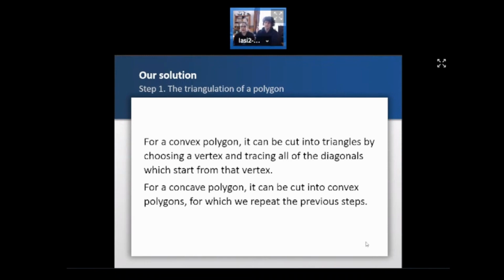So step 1 of our solution consists of the triangulation of a polygon. A convex polygon can be cut into triangles by choosing a vertex and tracing all of the diagonals which start from that vertex. A concave polygon can be cut into convex polygons, for which we repeat the previous steps mentioned.